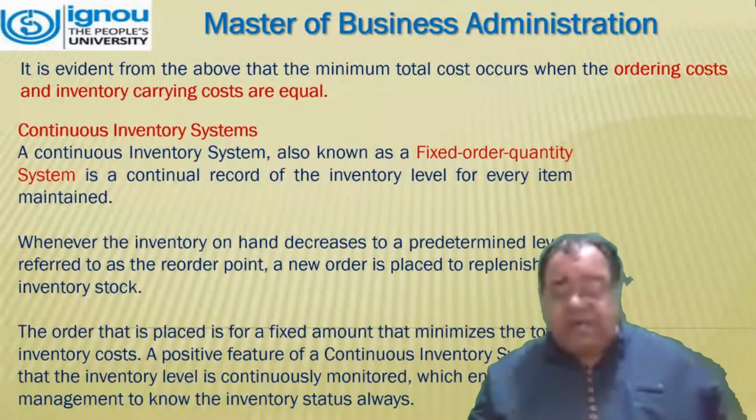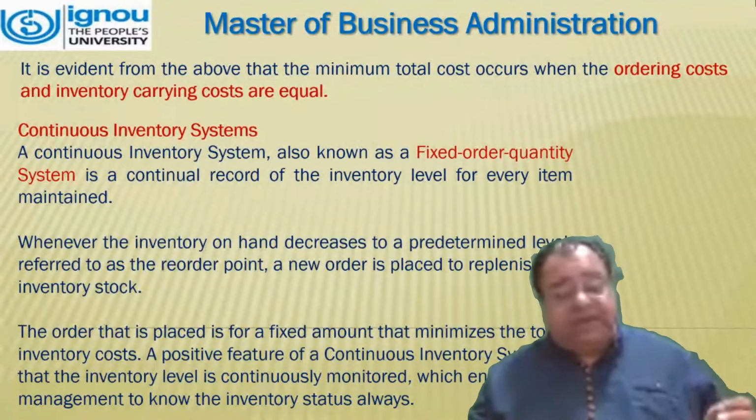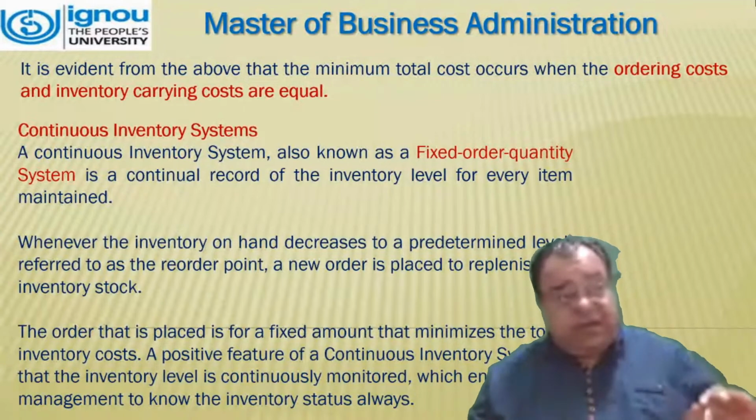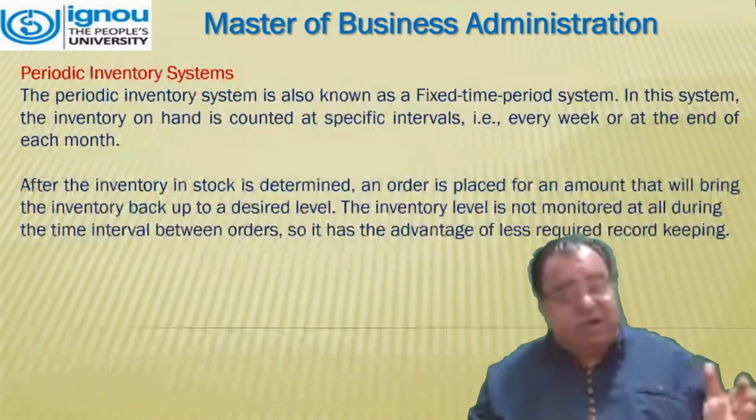A positive feature of a continuous inventory system is that the inventory is continuously monitored, which enables the management to know the inventory status always.